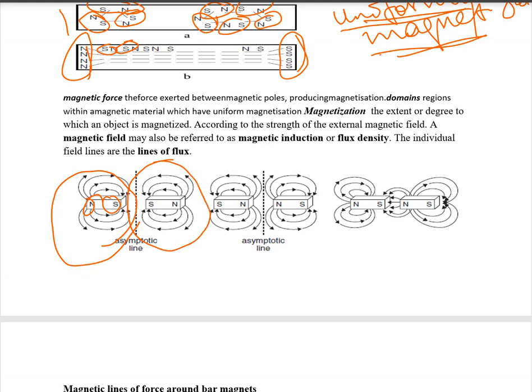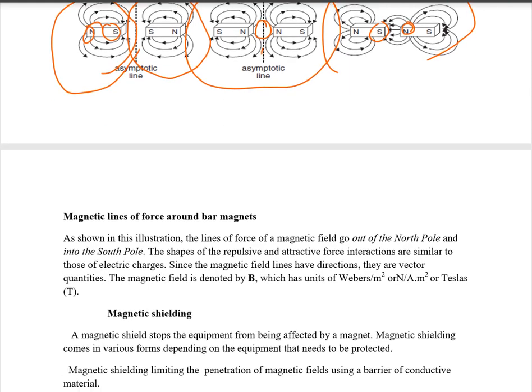But if you put north and north, that means like poles, there is a repulsive force. This repulsive force makes it so they cannot touch each other. The field lines of this north and this north do not touch each other. That means they have what? A free space. But if it is unlike poles, north and south, the field lines are connected and go out from north and into what? The southern. Therefore, this is the structure or the diagram for magnetic field lines.